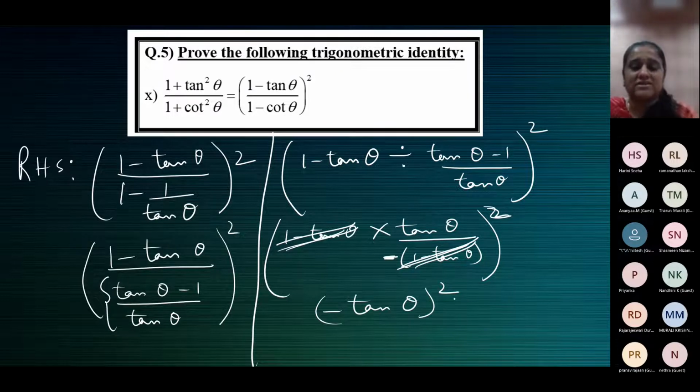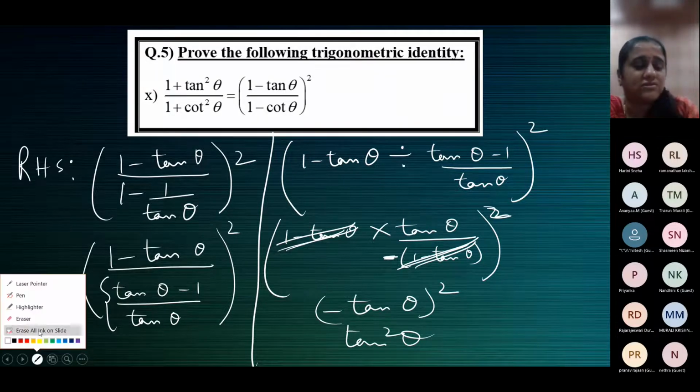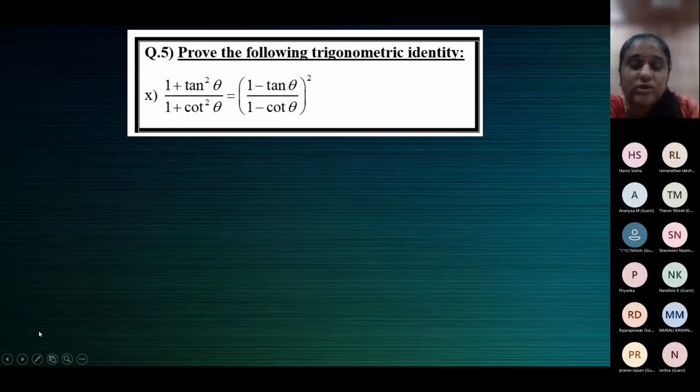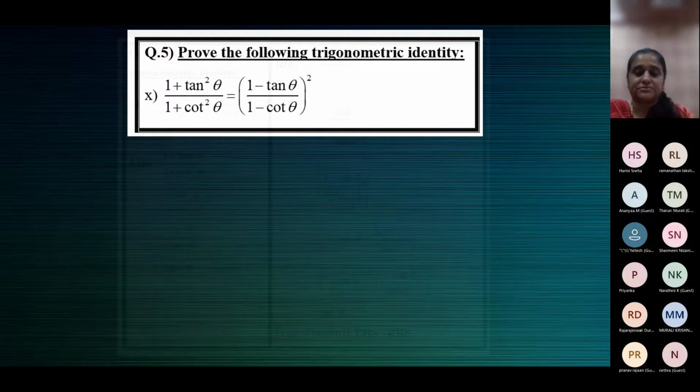Minus tan theta the whole square is minus tan theta into minus tan theta. Minus into minus is plus, and tan theta into tan theta is tan square theta. So this is what we got in the LHS also. You need to practice this. You have to work on it; only then will you get the confidence that you can do it.